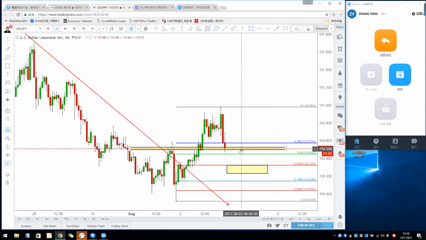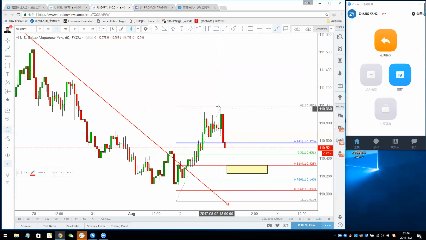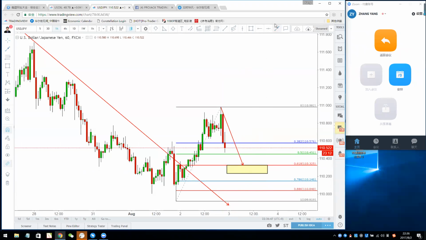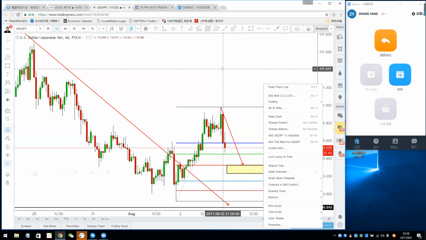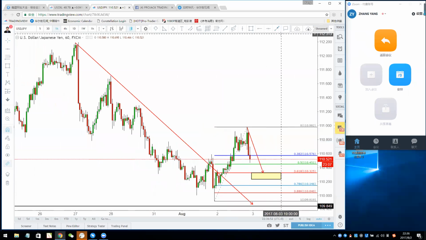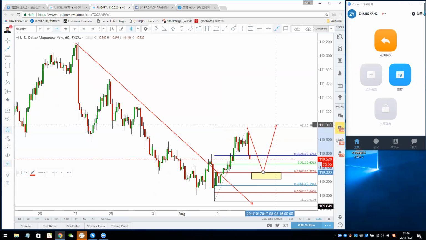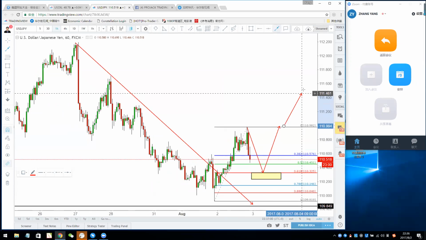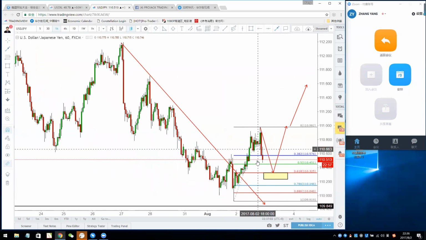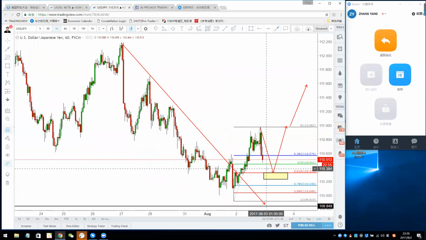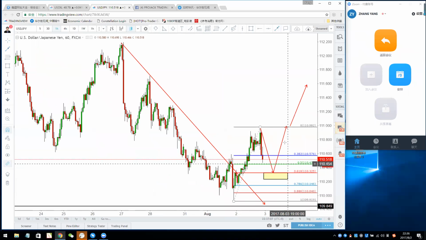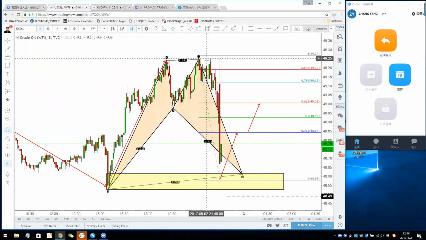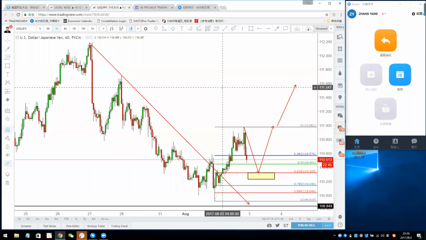So this is the area you want to consider to buy. If the price drops to here, you can buy, and the stop loss is below the low. Aim for a rally to 110.98, and then all the way to 111.60. So dollar yen, watch for the buying opportunities here. Any questions? If not, let's move on.